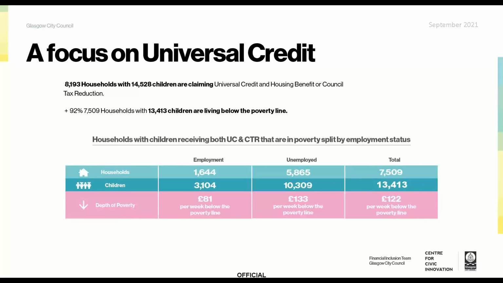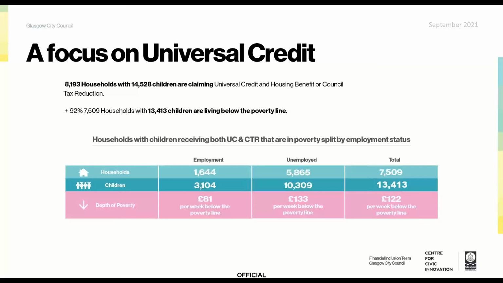And we know as well, for those mums under the age of 25, they're receiving less benefits for simply being younger. And we've got about 1,000 children living in households with a mum under the age of 25. And for those mums, they're £133 a week below the poverty threshold.